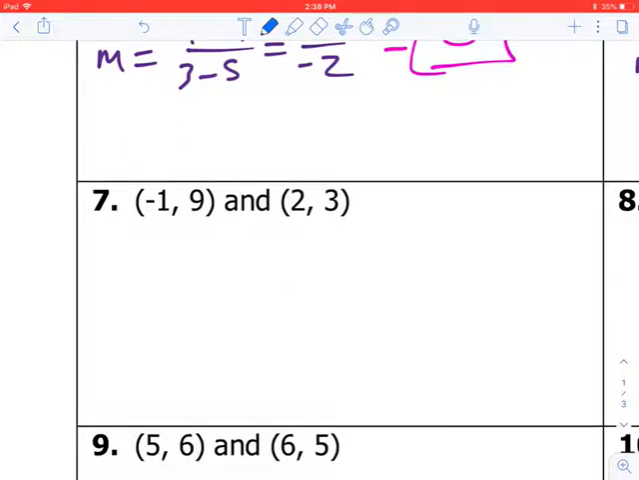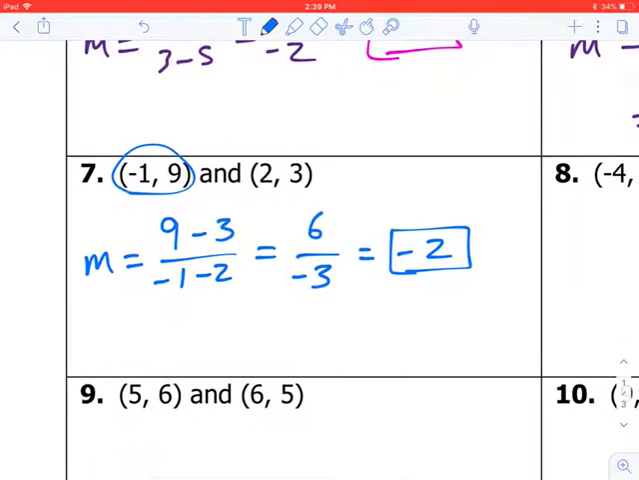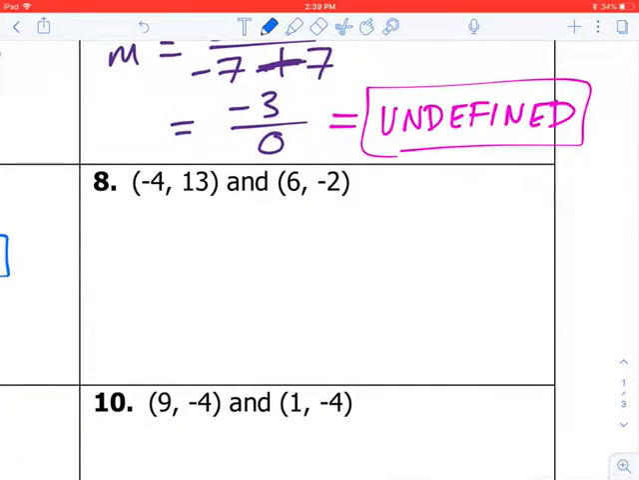So for 7 and 8, let's start with this one this time. 9 minus 3 over negative 1 minus 2. Well, 9 minus 3 is 6. Negative 1 minus 2 is negative 3. So 6 divided by negative 3 is negative 2, or negative 2 over 1.